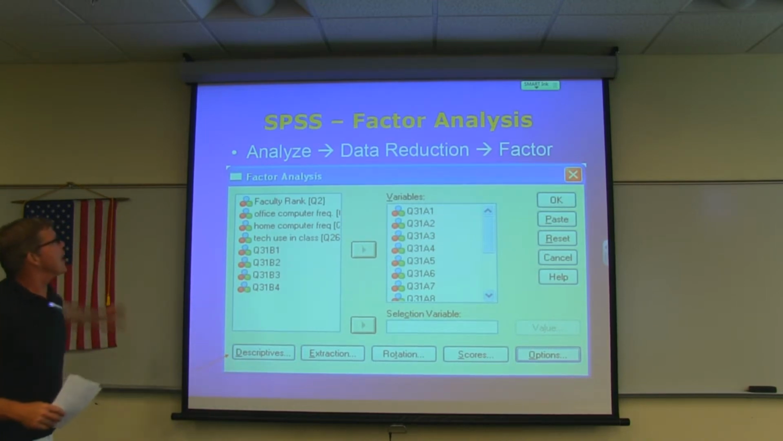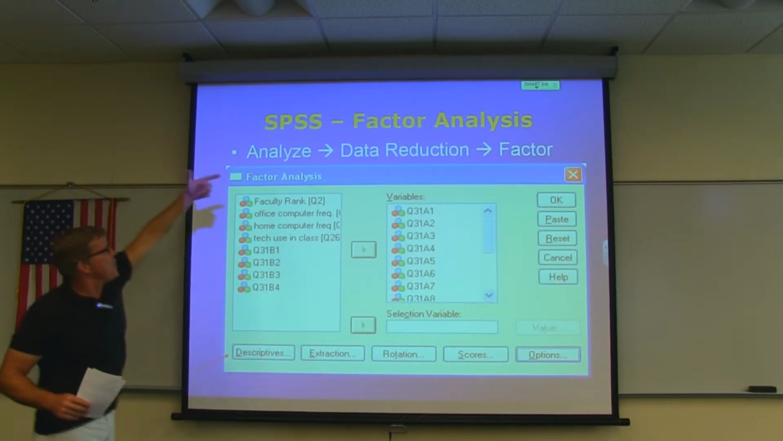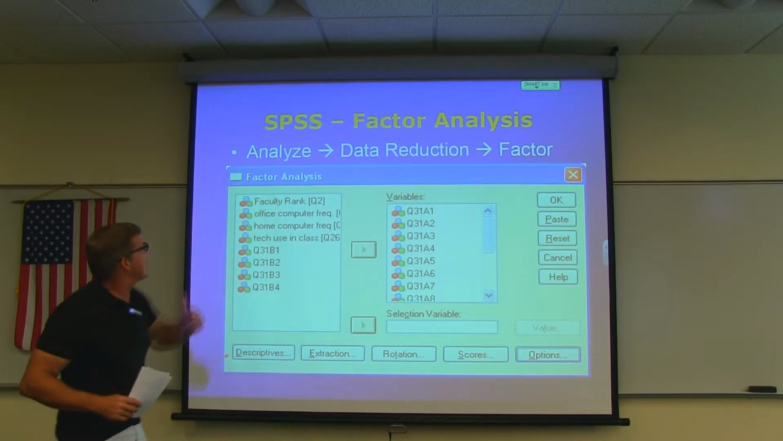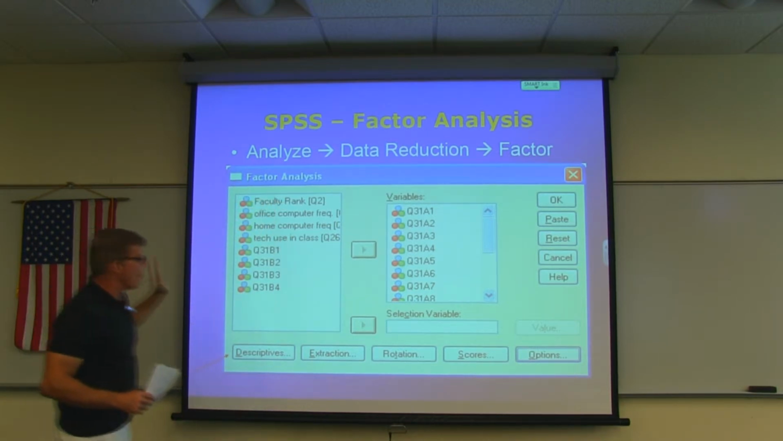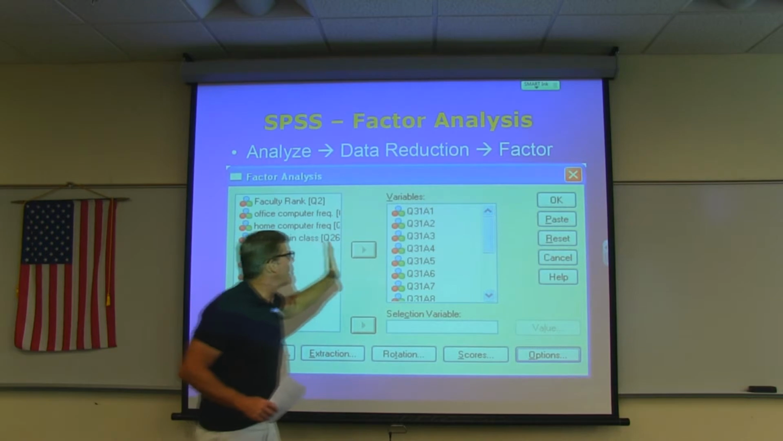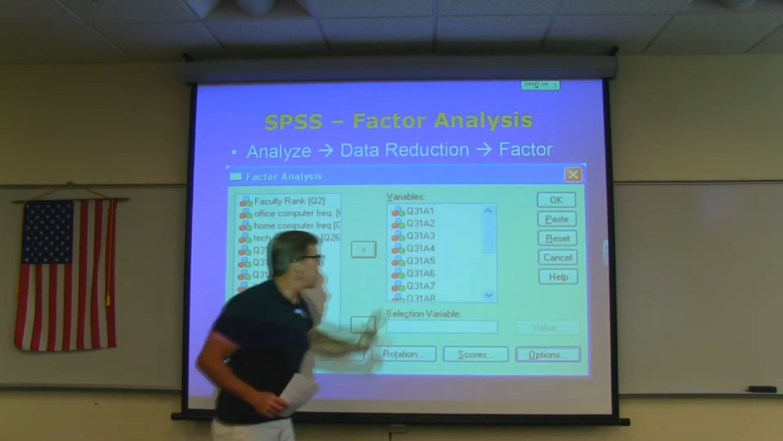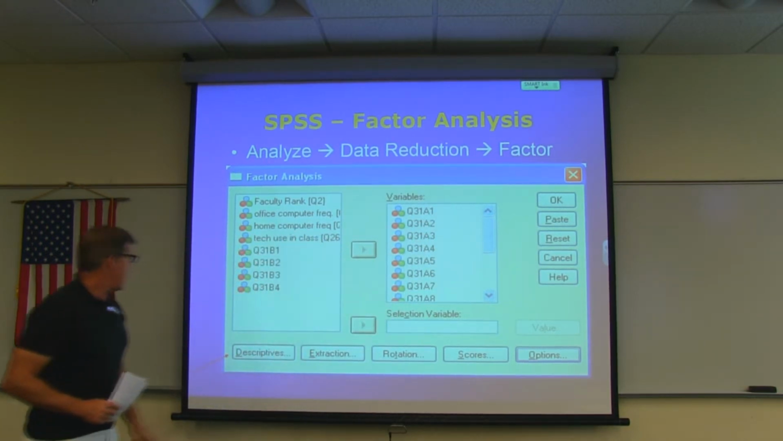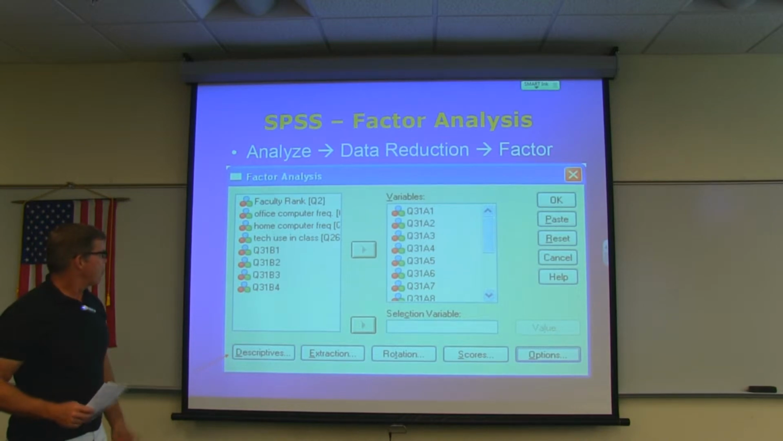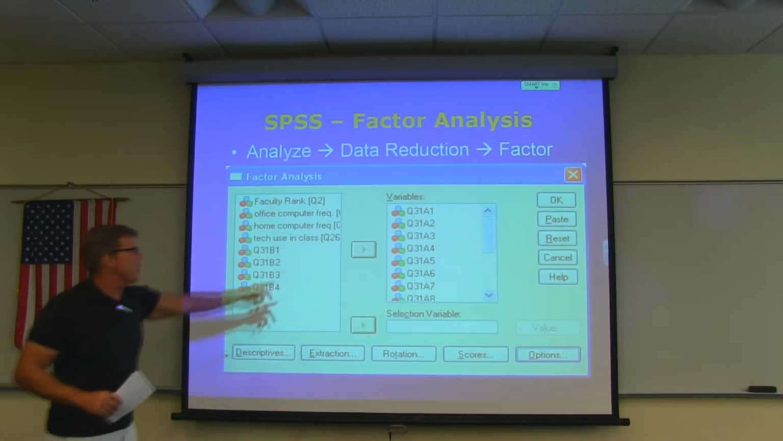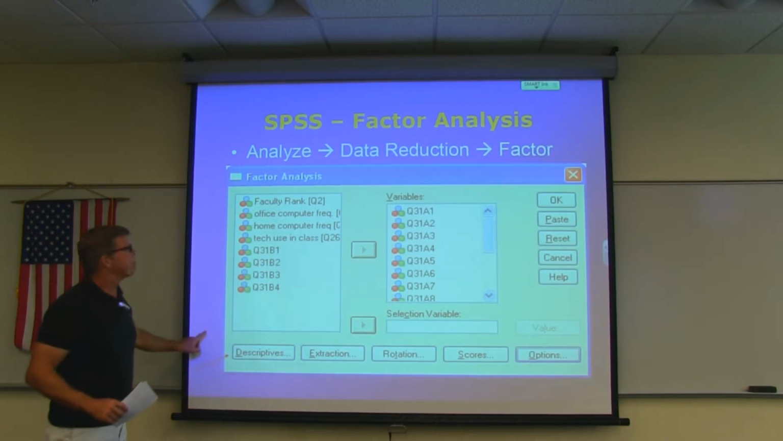The SPSS analysis: Analyze, Data Reduction, Factor. We bring the variables over. So we actually bring all 12 variables over into the variable screen. We're probably going to take a look at some descriptives, and we'll click OK.